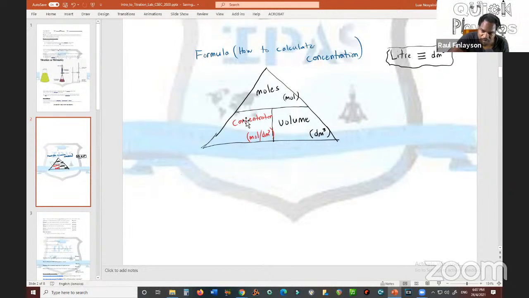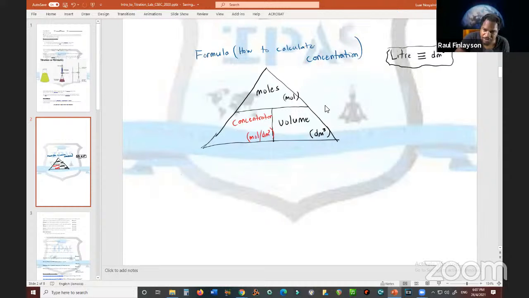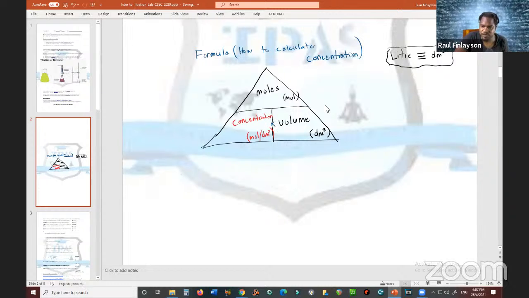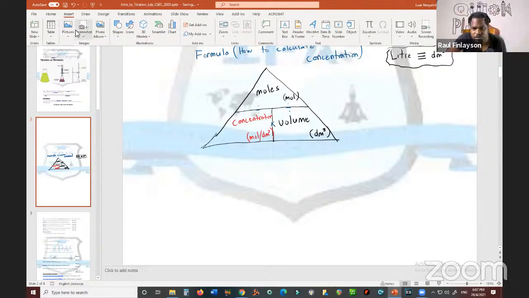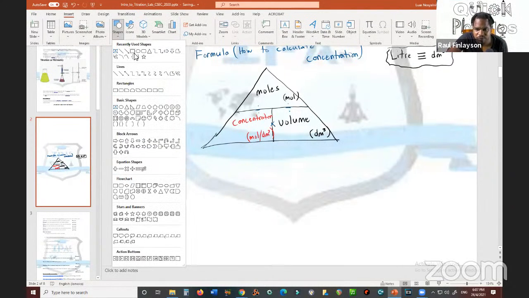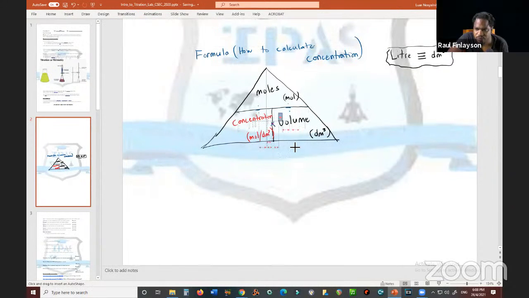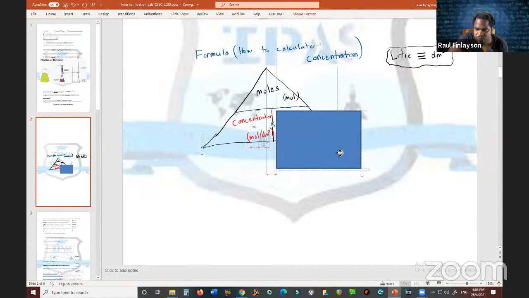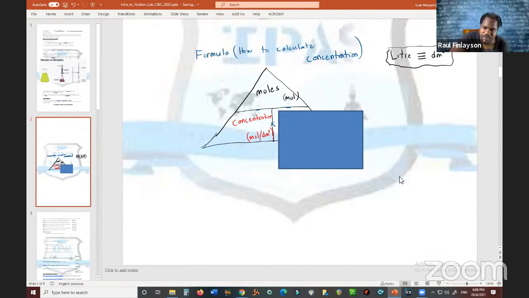Firstly, now guys, how we use this triangle: if two things are beside each other, it means that we multiply. If one is above the other, it means that we're going to divide. That's how we use this triangle. So for example, let me just show you this here. If we were to cover the volume here, then in anything that they ask you for in a question, that is what you're going to cover. Everybody get that?